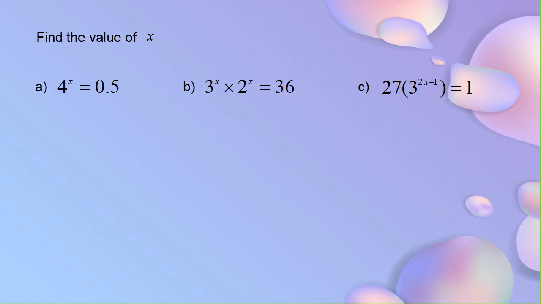Let's look at this question. Find the value of x. 4 to the power of x equals to 0.5. First, you need to convert the number to be an exponent, and you need to make sure the base is the same. In this case, 2 to the power of 2x equals to 2 to the power of negative 1. Equate the index and you will get 2x equals to negative 1, and you get the final answer x equals to negative half. Use the same method and try this question.